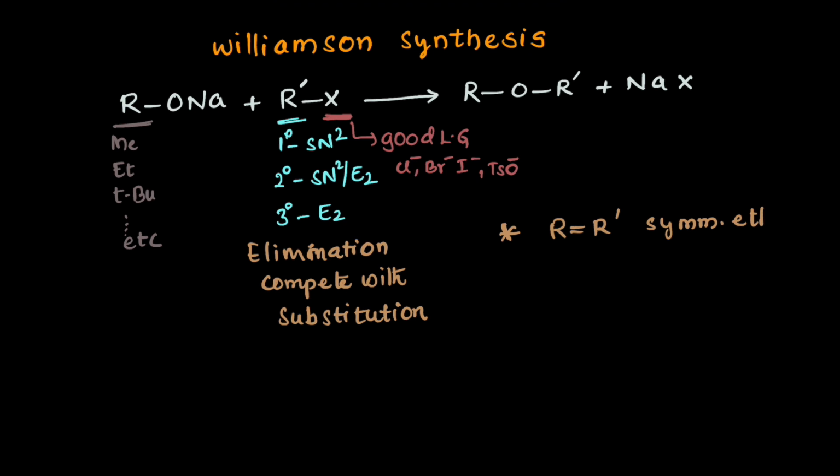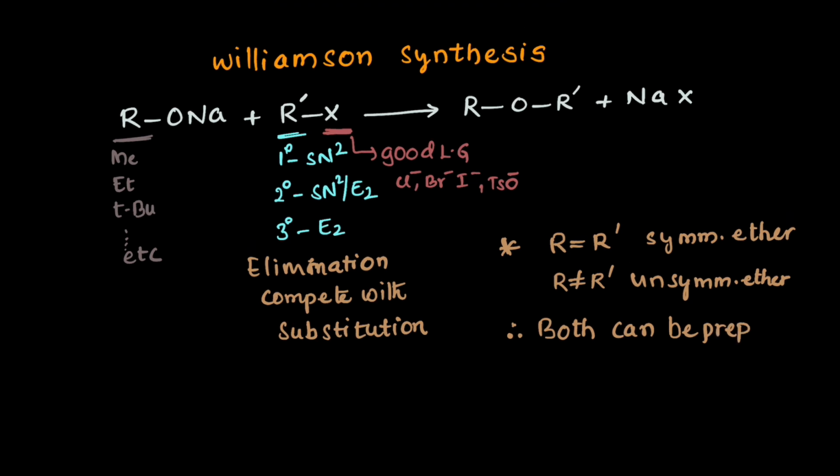Now here R dash may be the same. If it is the same, that is called a symmetrical ether. In case R dash is different, then it forms an unsymmetrical ether. Keep in mind, it depends upon what type of alkyl halide we are using. Based on that, a symmetrical or unsymmetrical ether will form. Therefore, in this reaction both can be prepared, that is, symmetrical and unsymmetrical ethers.